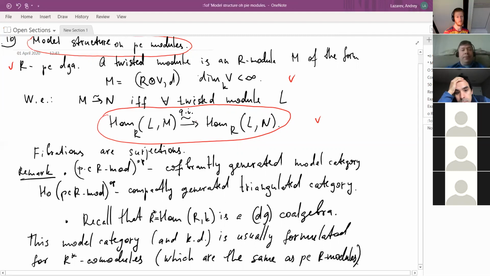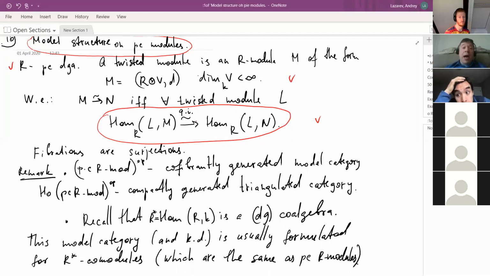So what does it mean? I'm using my twisted modules as some kind of spheres, okay, which detect weak equivalences. Think of twisted modules as spheres. Previously we would have a sphere being just R, our algebra A, okay, or R. So in particular, if we take L to be equal to R in here, what we have is that M and N are simply quasi-isomorphic. This condition just says that M and N are quasi-isomorphic with this particular choice of L.